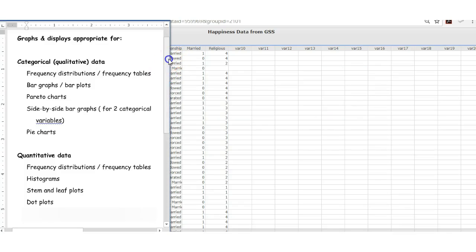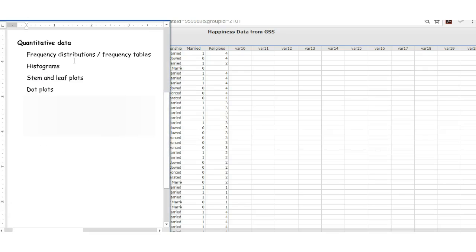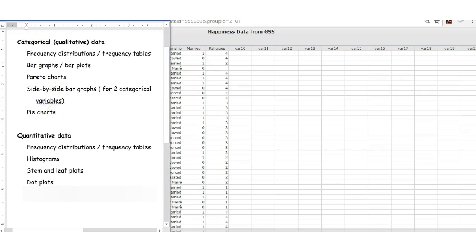So overall, for our quantitative data, here are the types of graphs and displays that we can do. Frequency distributions or frequency tables, histograms, stem and leaf plots, dot plots. Here are different ones for categorical data. Here are different graphs for quantitative data. The only one really that's the same is that we can do frequency distributions for either one of these two. This is why it matters whether the data is categorical or quantitative, because we are doing very different types of graphs for the two things.